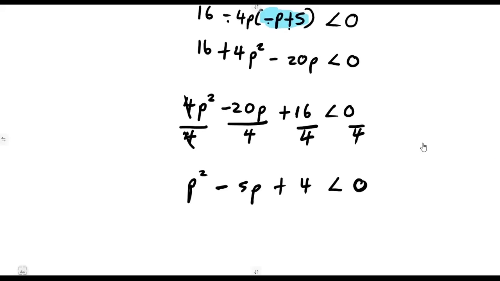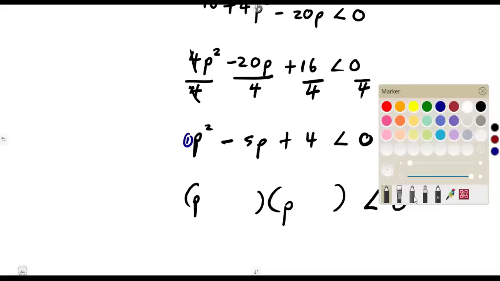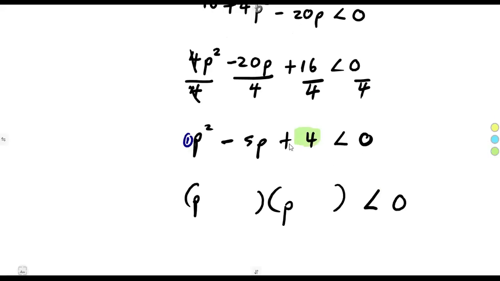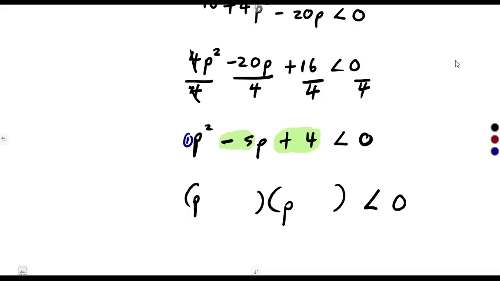So guys, simplified, it's now easier to factorize so that we can have our critical values at the end. The coefficient of p squared is 1. So it simply means we're going to have p here, and we're also going to have a p here. So what are the products of the 4 here? We need the factors of 4 which will add up to negative 5. The factors of 4 which will add up to negative 5.